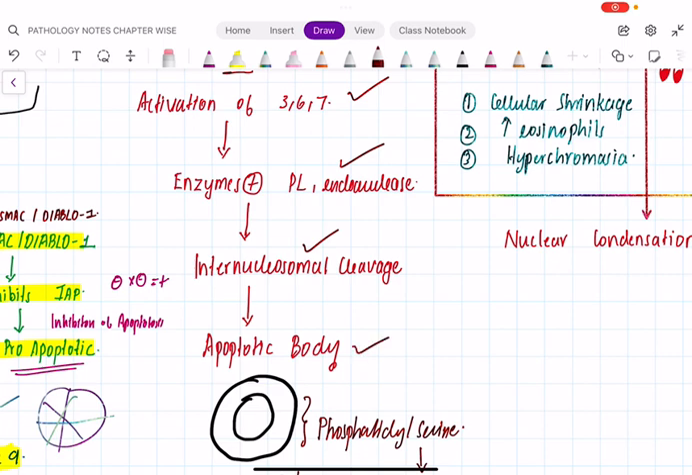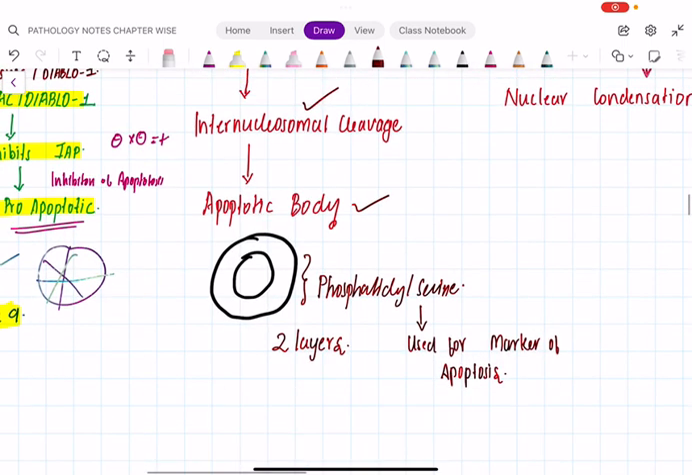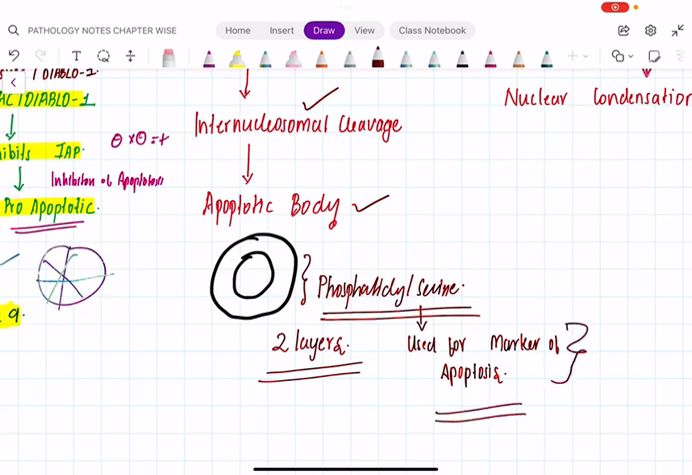And finally, it will lead to apoptotic body. Apoptotic body will be looking like this. It will be having some 2 layers. Actually, these layers are made up of phosphatidylserine. And that is why phosphatidylserine is used as a marker for apoptosis.